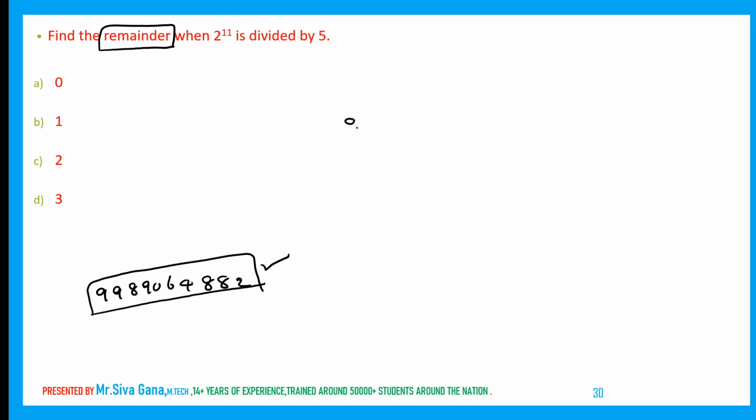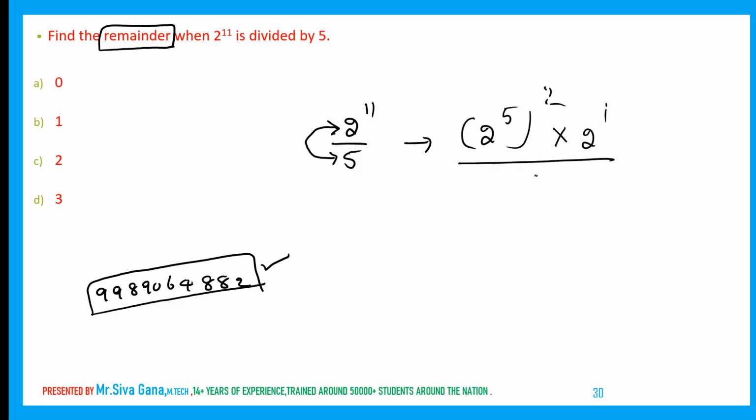The remainder when 2 power 11 is divided by 5. How to do it? Just bring the numerator base as close as possible to the denominator. 2 power 11 is 2 power 5 whole power 2, into 2 power 1, divided by 5. 2 power 5 is 32. 32 power 2 into 2 power 1 divided by 5. 32 divided by 5, how much is the remainder?